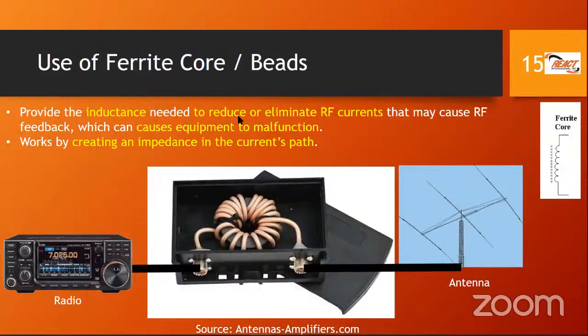But the theory behind it is that it's reducing or eliminating the RF currents, which may feed back into your shack and cause your equipment to malfunction. How does it work? It works by creating an impedance to the current path. That is why you also have to select the proper ferrite core to match the frequency that you're using. Also, the number of turns that you make around the ferrite core is important.